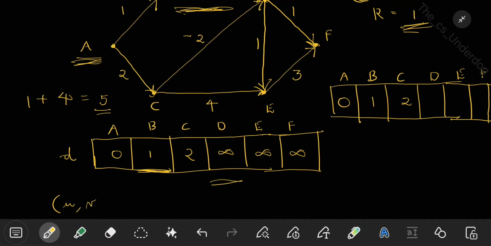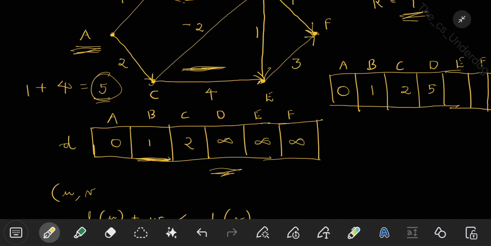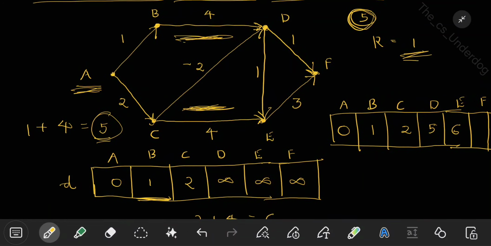Existing distance to D is infinity. 5 is better than infinity, so I'll put 5 here. Next relaxation I am going to do on edge CE, let us say. Distance to C, as of here, is 2. So 2 plus CE, which is 4, equals 6, which is better than the existing distance to E, which is infinity. So I'll update E with 6. I have relaxed CE now.